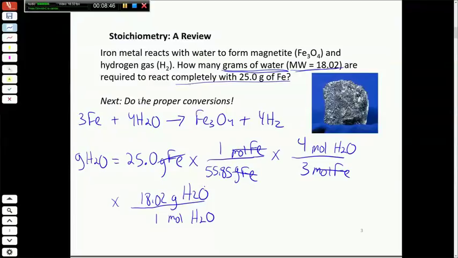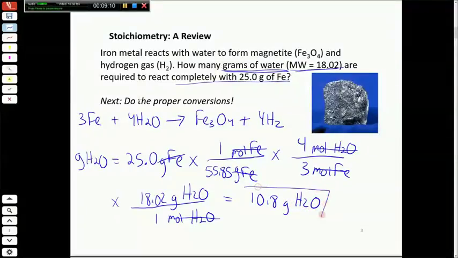All right, so this is a very common, very typical mass-to-mass stoichiometry problem. Grams into moles, moles of one substance into moles of another, and then moles back into grams, making sure you use the correct atomic or molar masses each time. And so with this string of calculations, we should get a number that's something like 10.8 grams of water.